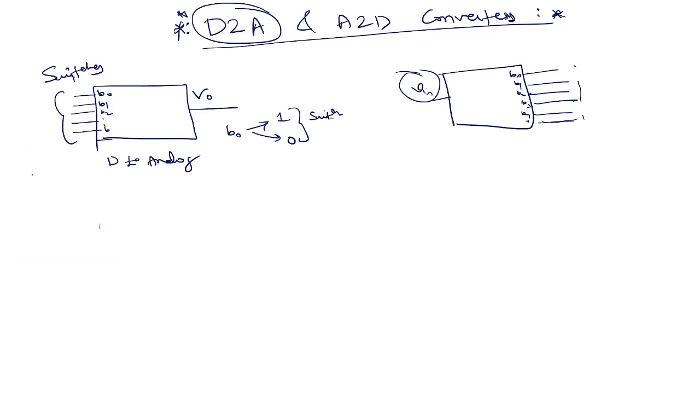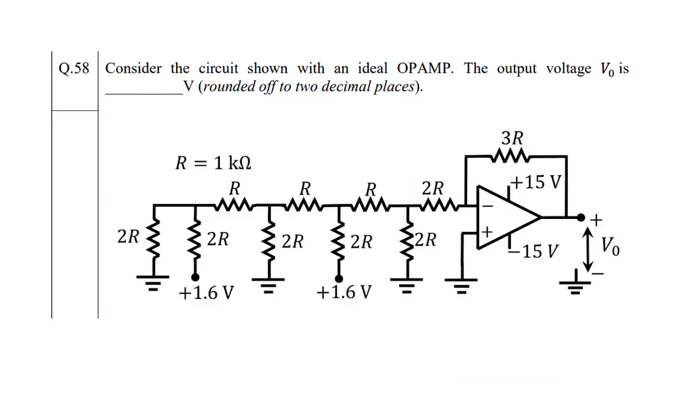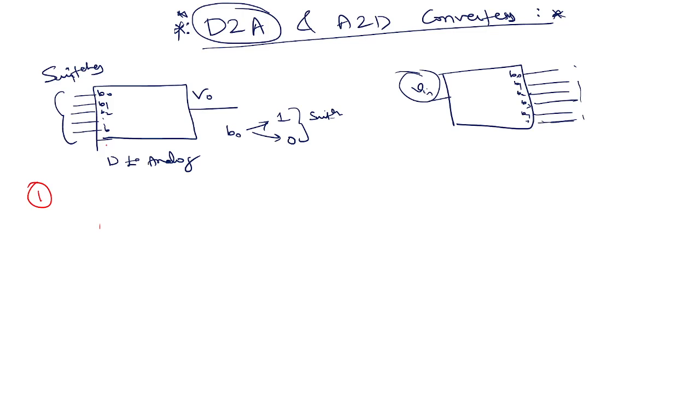You might have seen many of these followed by... I have a lot of problems for you guys. See this, there are some problems somebody asked, so I thought of doing it here. There is something called a weighted resistor DAC, right?